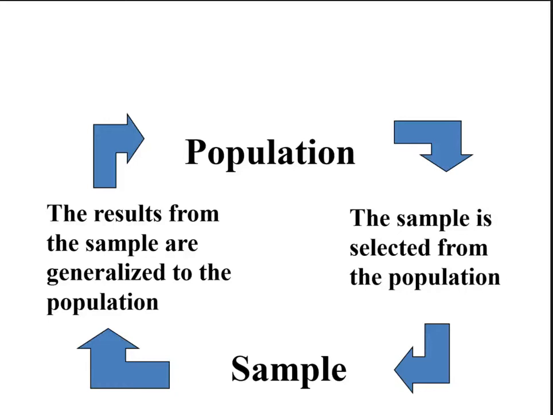There's usually some discrepancy between a sample statistic and a corresponding population parameter, and this is called sampling error. So there's an expectation then that there will be a sampling error.